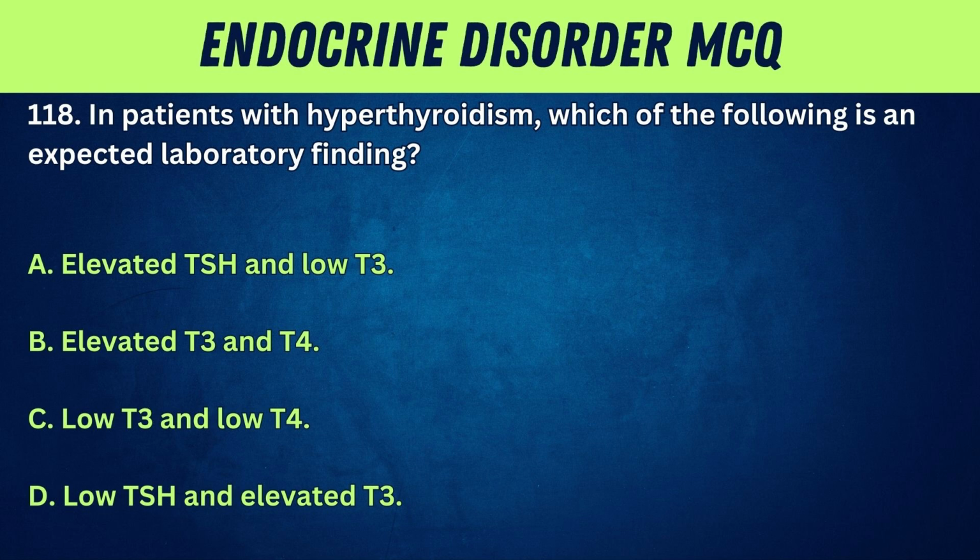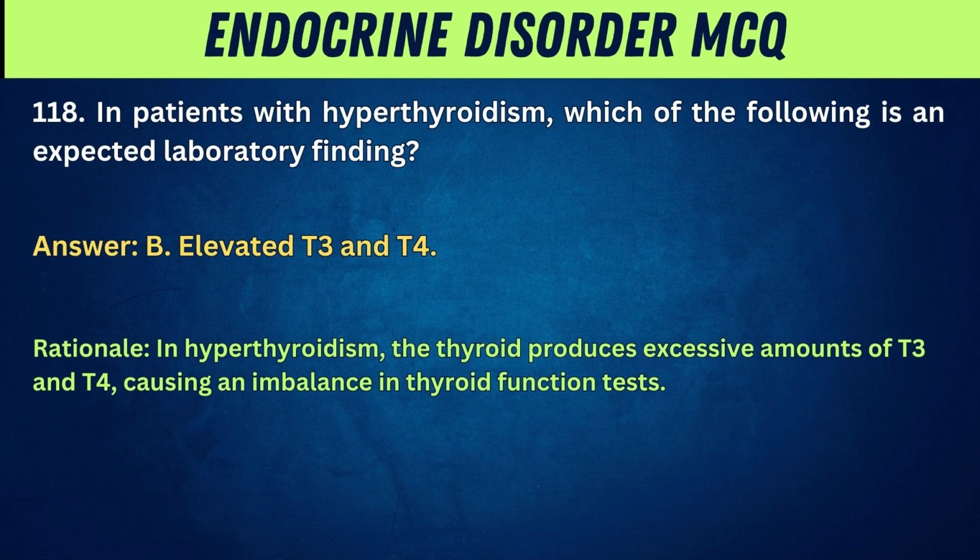C. Low T3 and low T4. D. Low TSH and elevated T3. Answer: B. Elevated T3 and T4. Rationale: in hyperthyroidism, the thyroid produces excessive amounts of T3 and T4, causing an imbalance in thyroid function tests.